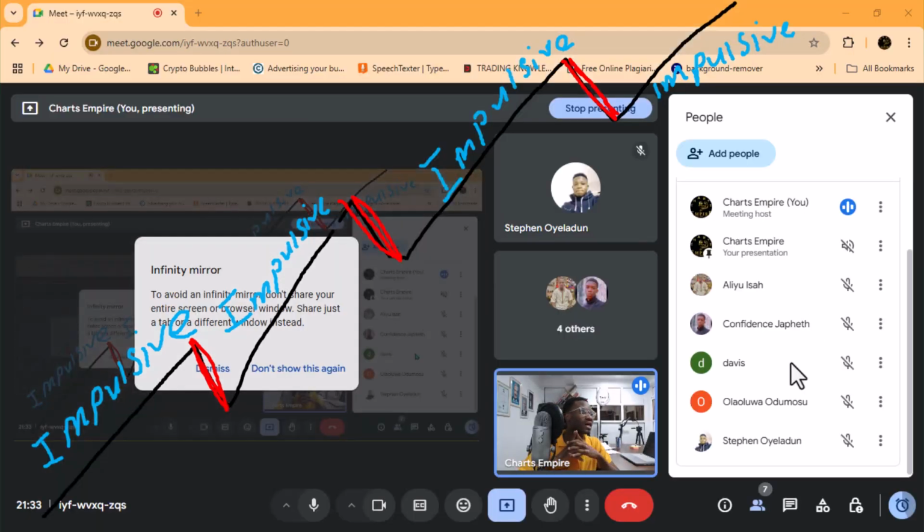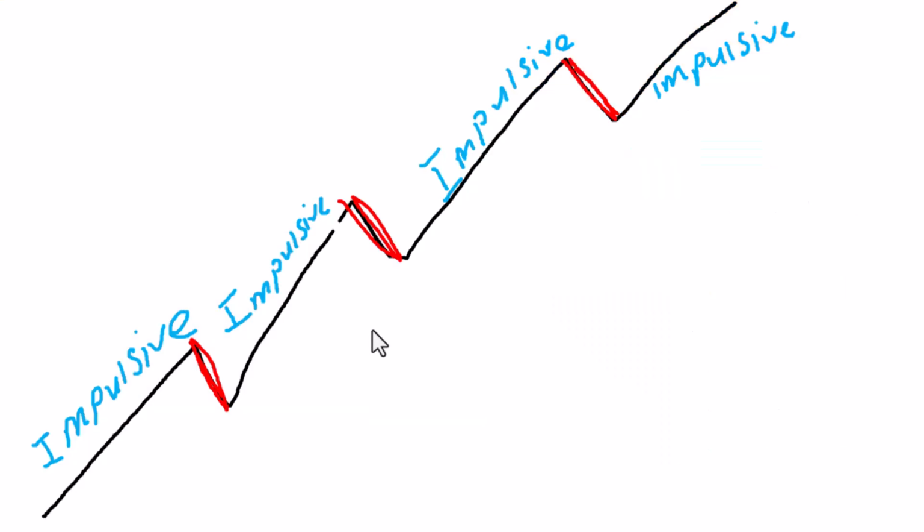Can someone in the class give me an answer to what is impulsive move? I want someone in the class to give me an answer to that. Unmute your mic. What is impulsive move? It's a kind of move that is going aggressively in line with the trend that is going on in the market.